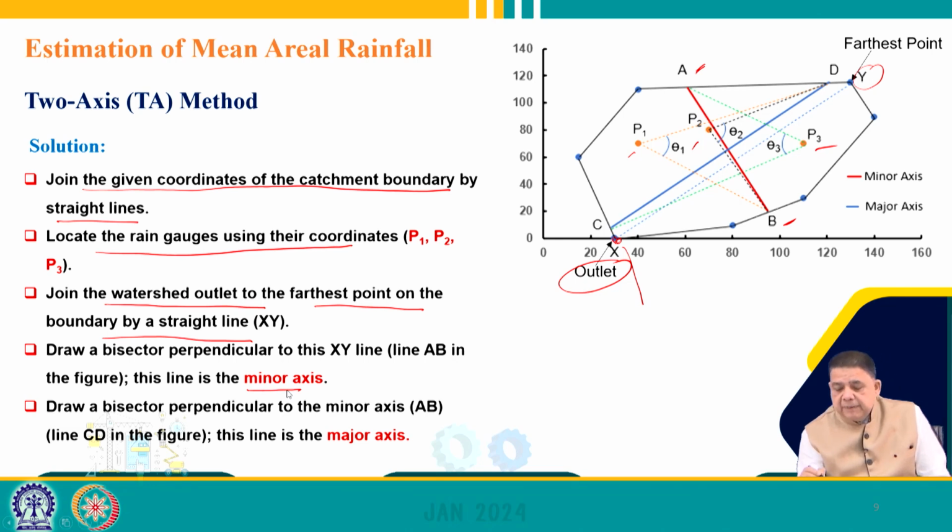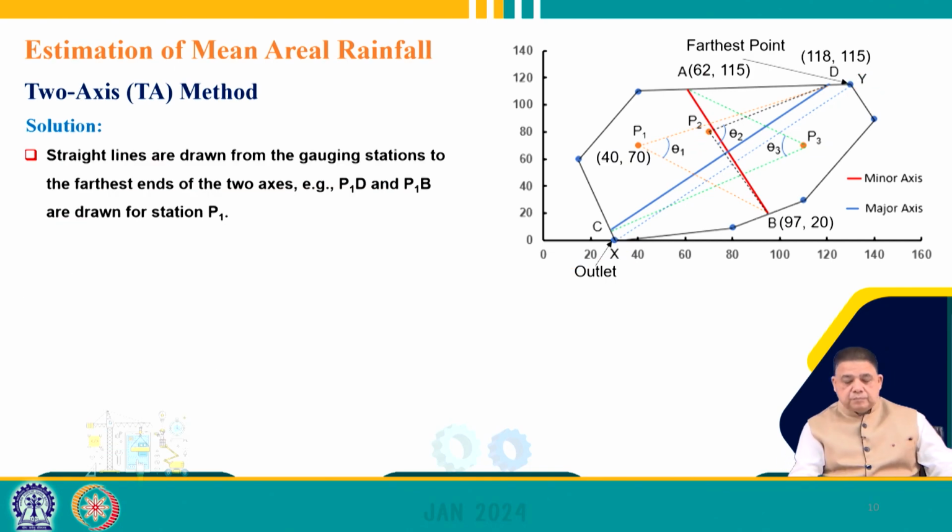Then we draw a perpendicular bisector of this minor axis AB, and that particular line is CD, and that is nothing but the major axis. So, AB is the minor axis and CD is the major axis that we have located. So, we have located the major and minor axes, which are one of the first requirements of this particular method.